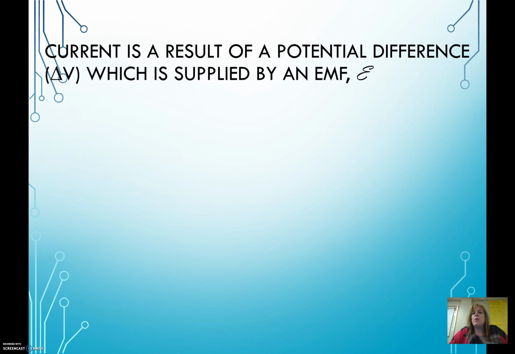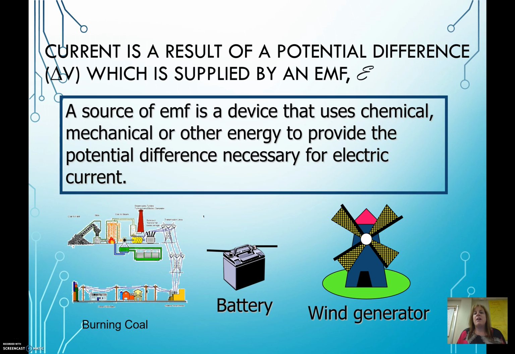Well, it's supplied by what's called an EMF, which is symbolized by a squiggly E, like an italicized capital E. An EMF actually used to be called an electromotive force, but we don't call it that anymore because it's really a potential difference, which is not a force. But we still use the EMF as the symbol for a device that provides this potential difference.